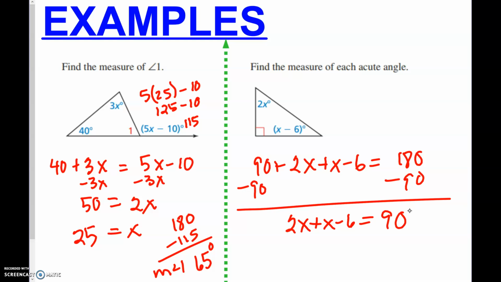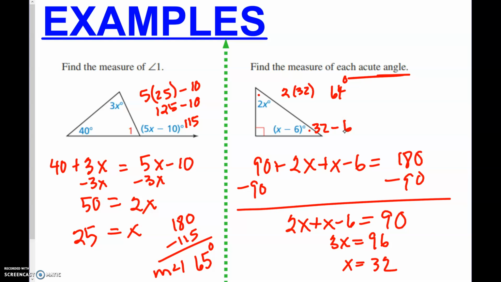So this is the theorem that they're trying to get us to use. The 2 acute angles in a right triangle always add up to 90 degrees. So we have 3x, and make sure that you add 6, so we get 96, and 96 divided by 3, so x is 32. But what do they really want to know? The measure of each acute angle. So this acute angle up here is going to be 2 times 32, so we have 64 degrees. And then if we do 32 minus 6, we end up with 26 degrees.